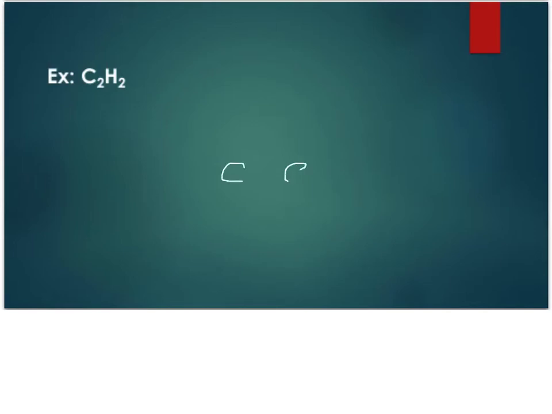So that goes in the middle. How many hydrogens do we have? 2. So the most symmetrical is to put 1 on each carbon, not so? Doesn't make sense putting both of them on one carbon because it's not symmetrical.